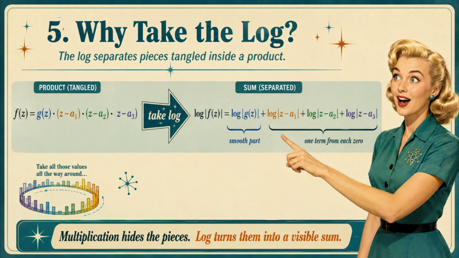The log fixes this. The log turns multiplication into addition. So after taking the log, the product becomes a sum. The smooth part gets one term, the first zero gets one term, the second zero gets one term, the third zero gets one term, and so on. That is why the log is used. The log takes a tangled product and turns it into separate add-ons.